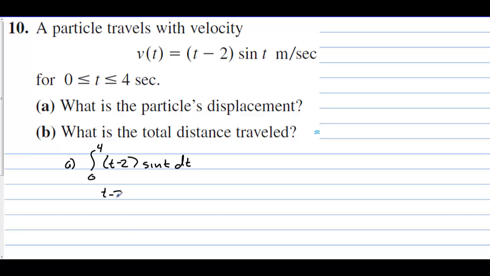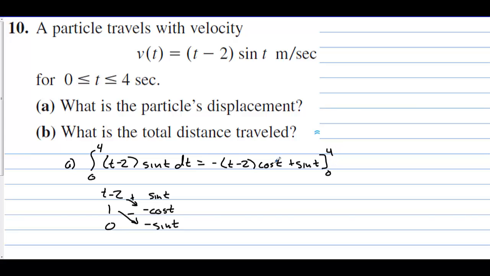We have t minus 2, 1, and 0. Sine of t, negative cosine of t, and negative sine of t, and then we draw our diagonals. Make that a plus, make that a minus. The integral is t minus 2 times negative cosine of t, and then plus sine of t, and we're going to evaluate this from 0 to 4.